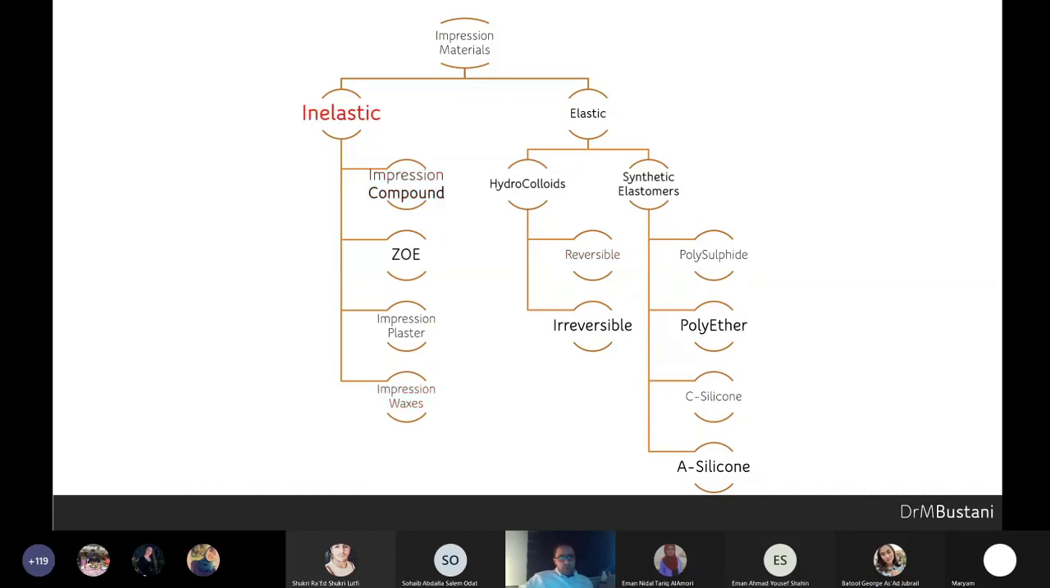We will start with inelastic materials, the rigid materials. As we say, they can't be used around undercuts because when you take the impression out of the patient's mouth, it will either fracture or have some sort of permanent deformation when it's going out of the undercut. Plus, it might traumatize the patient as it's passing through or against the bulge of the tissues.